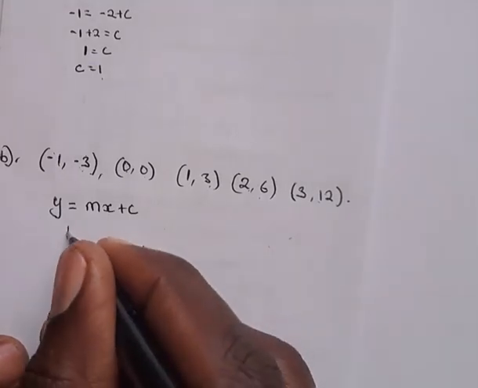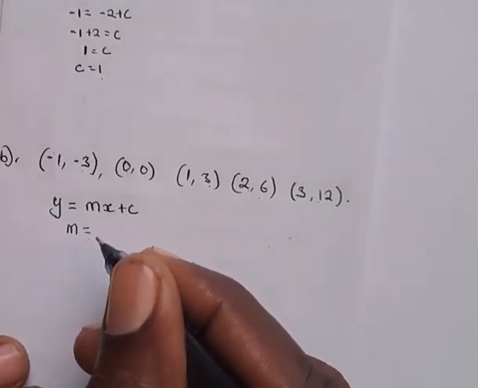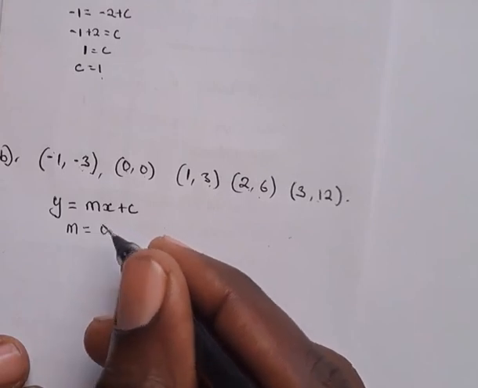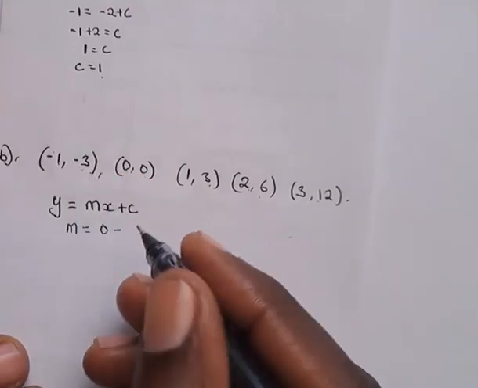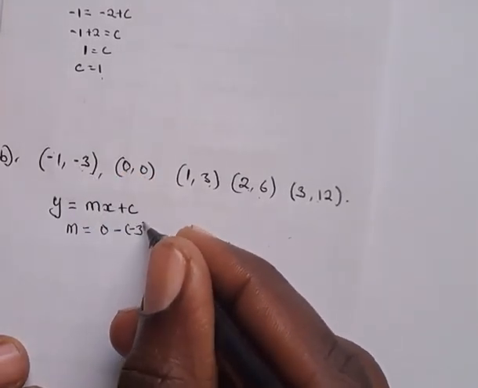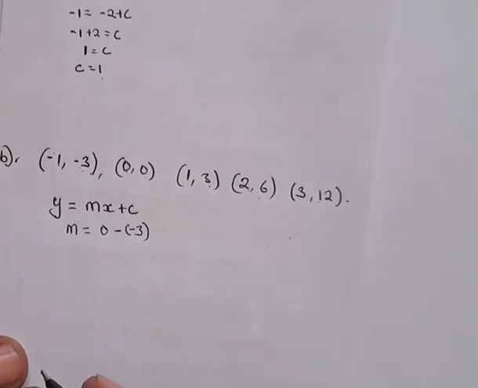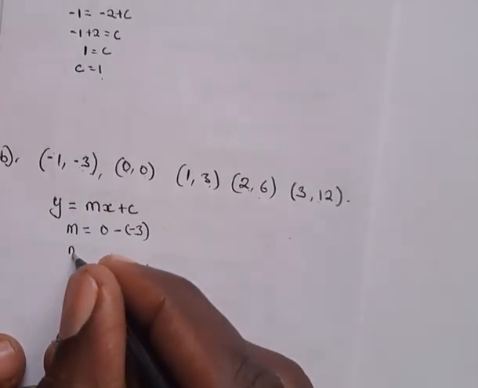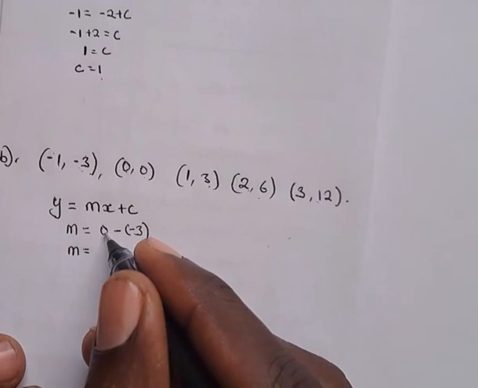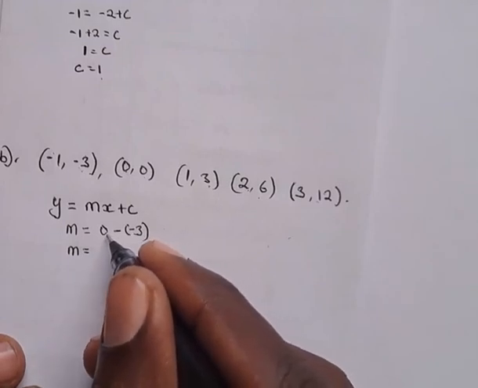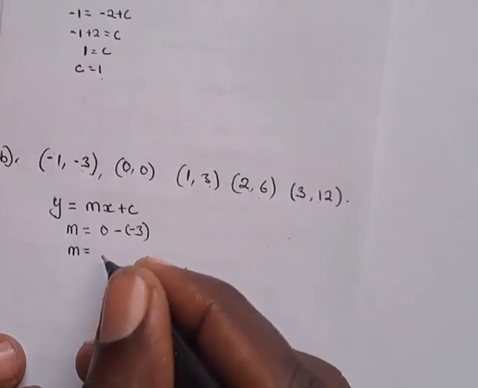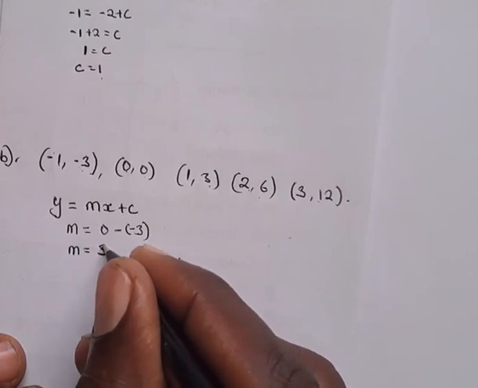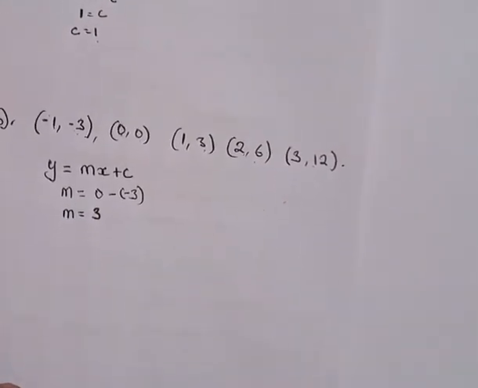So m is going to be equal to the second number, which is 0, minus the first number, which is -3. You notice there, right? Then m is equal to 0, this one will be positive, so 0 plus 3 is 3. So m is equal to 3. And then from there, what do we do next?